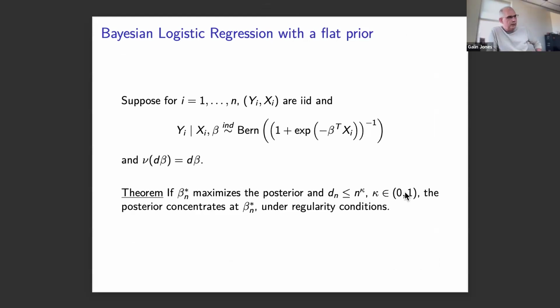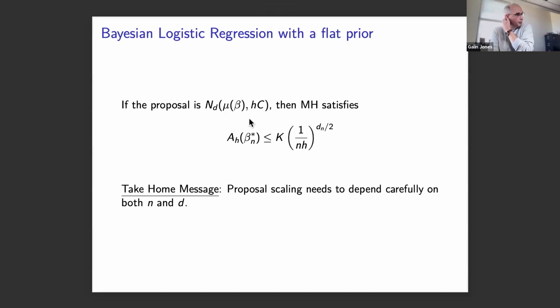We can also consider logistic regression with a flat prior. It's the standard setup. It turns out in this case, we actually have conditions for posterior concentration around the maximizer of the posterior. And again, the dimension can increase, but not too fast. It's n to some power here. In this case, if the proposal is any normal proposal, then we can show that the acceptance rate at the maximizer is bounded by a constant k. We know what k is, the expression is in the paper, but it's complicated.